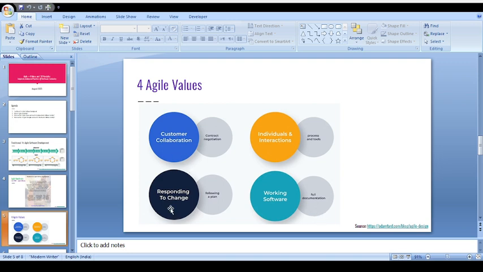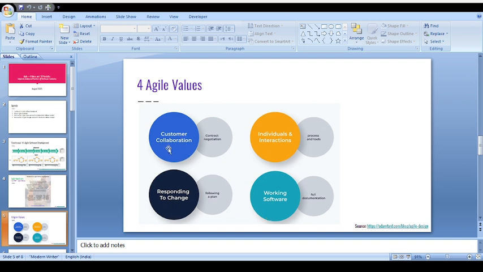So all the items on the left side are given more importance than the items on the right side, which were more followed during the traditional software development models. So customer collaboration: always interact with the individuals and get the feedback, immediately respond to the change by incorporating the feedback into the software directly, and always show the software to the customers so that they do not have to wait till we complete the software and show it to them at the end, as in traditional software development.